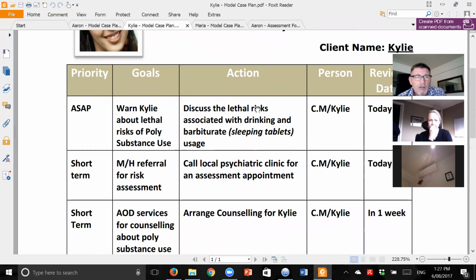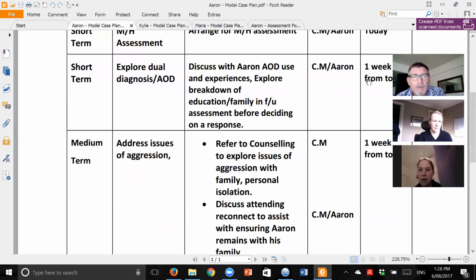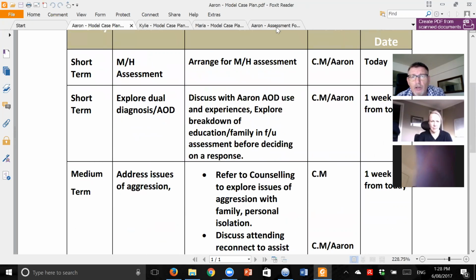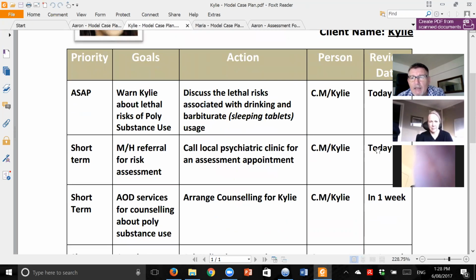So, Kylie, imminent risk. See, I've changed the language there. That language doesn't have to be set in gold. Kylie, ASAP. Warn Kylie about the risks of her drinking and taking sleeping tablets. Serious, significant risk. Kylie must be warned. Short term. With Aaron, short term was one week from today, but with Kylie, we see short term is today.